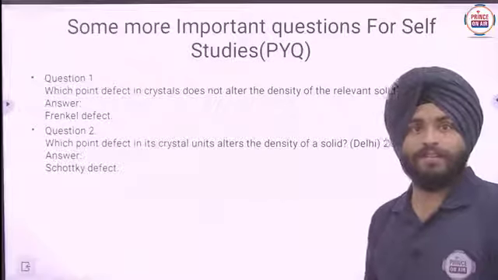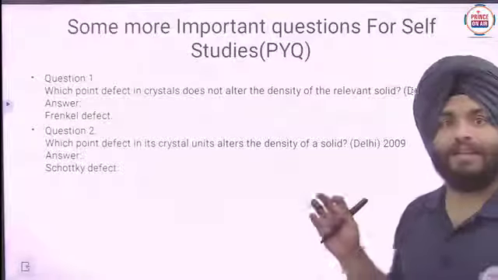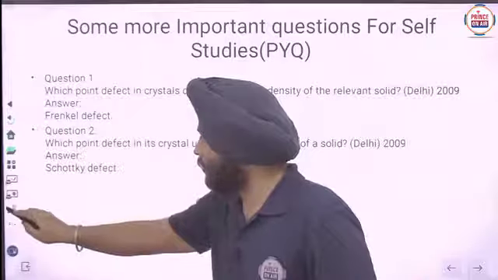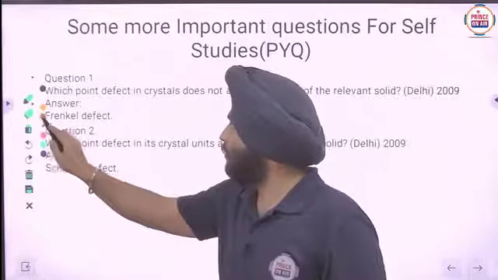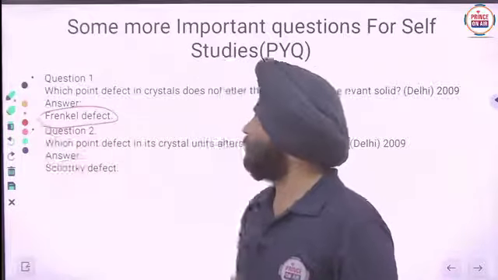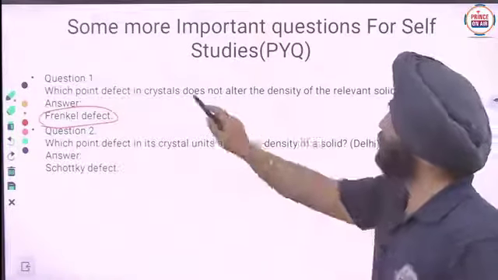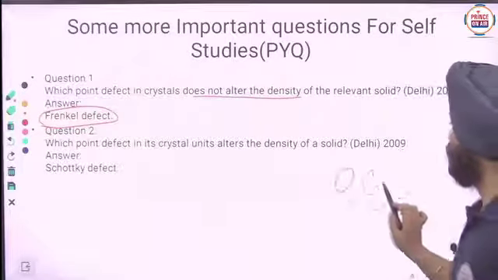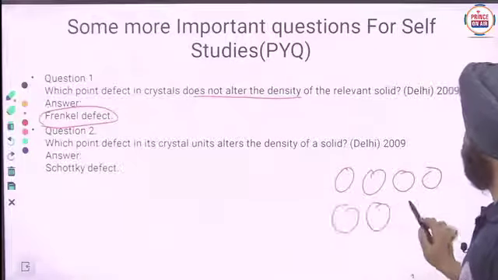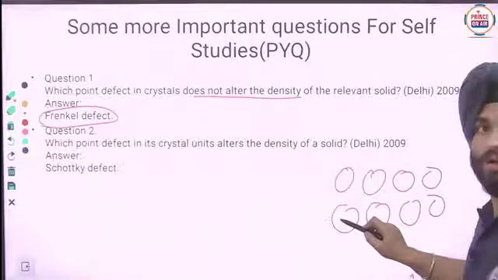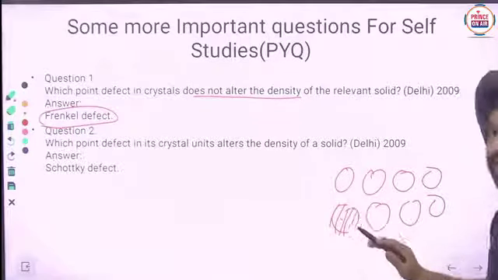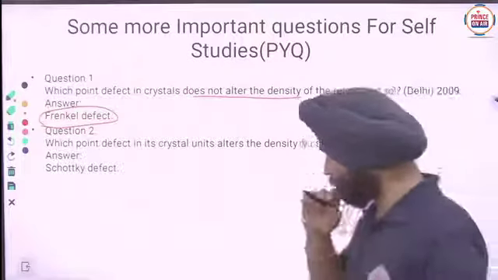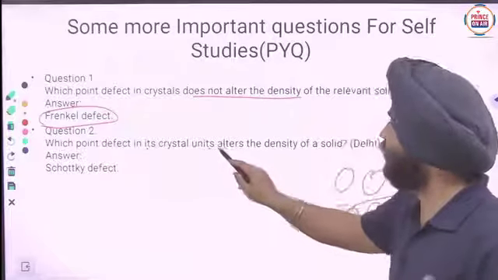which point defect in crystals does not alter the density of solids? That is Frenkel defect. Okay, that is Frenkel defect, because in that defect no density is altered. I have shown that to you. It is an interstitial defect, in which a particle is removed from its position, making a hole, and it occupies an interstitial position. Which point defect in a crystal alters the density?